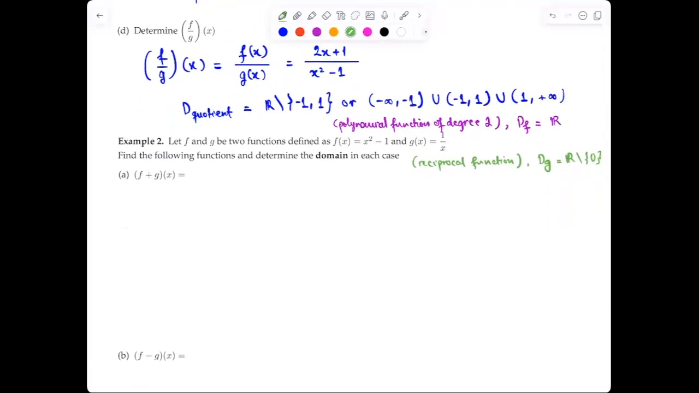So the first one is the sum function, f plus g of x. This is equal to f of x plus g of x. Again, I want to mention this is the sum function. For a sum function, you just add the two functions together: x squared minus 1 plus 1 over x. That simple.